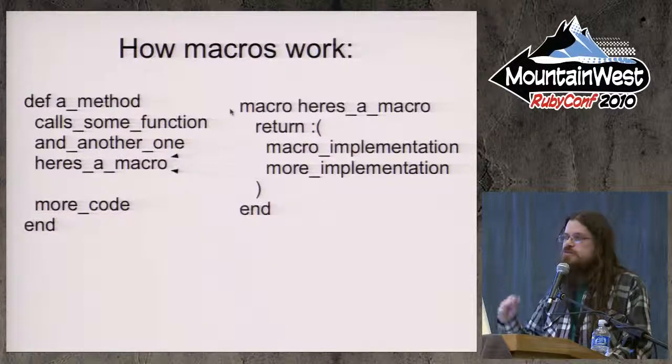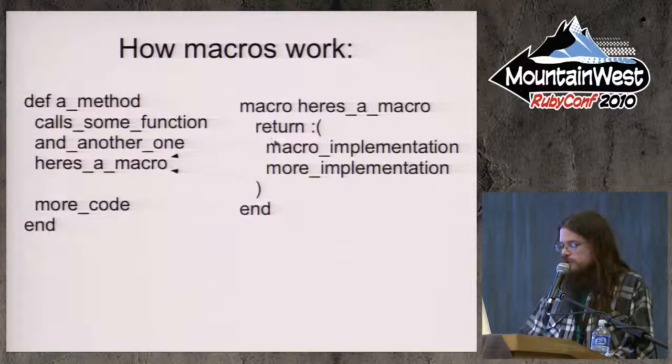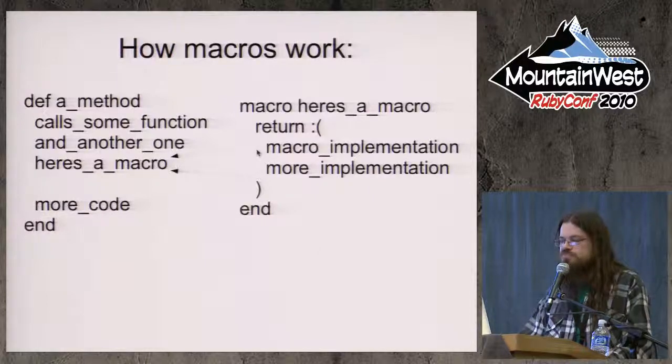What a macro does is actually return a parse tree which is then inlined directly into the code at the point where the macro invocation occurred. So in this example, we'd have a macro right here, and that would get substituted with these two things that were returned in an S expression by the macro over on the right side.